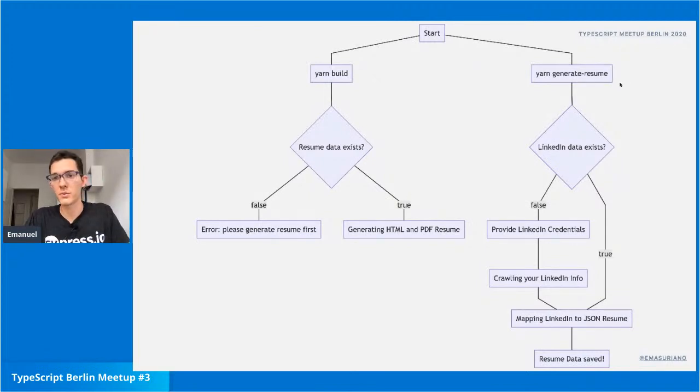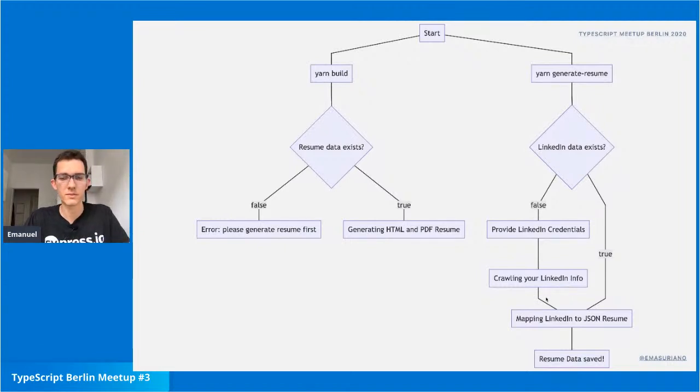Once we go to generate resume, we are going to ask the same question: is the LinkedIn data there on your local machine? If it's not, then we're going to ask for the LinkedIn credentials. Then we're going to call the crawler. At this point, we're going to save this LinkedIn data in a file on your local machine.